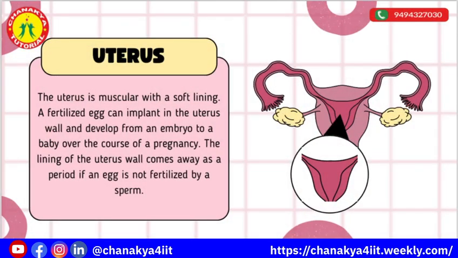Uterus. The uterus is muscular with a soft lining. A fertilized egg can implant in the uterus wall and develop from an embryo to a baby over the course of a pregnancy. The lining of the uterus wall comes away as a period if an egg is not fertilized by a sperm.